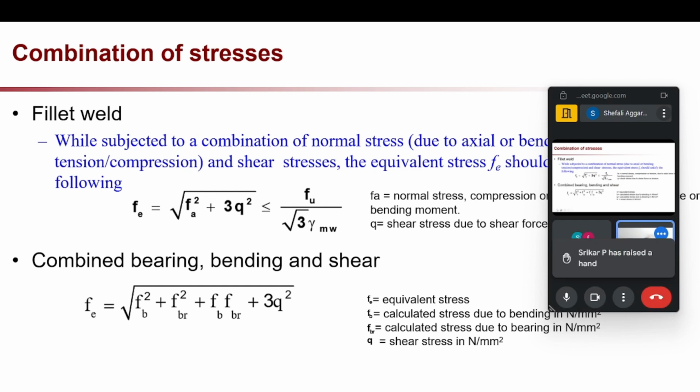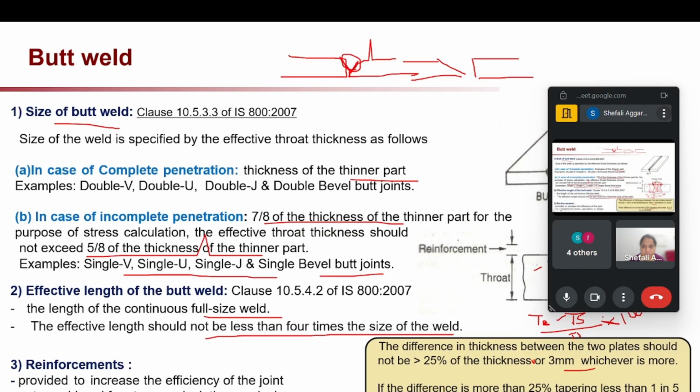Next, if you have any doubts, Ma'am, Shikhar? Yes. I mean, we have a condition like the effective length of weld should not be less than 4 times the size of the weld, right? I mean, if it is less than 4 times, will the formulas not be considered for them, or what happens? Will that welding have no strength? What is the significance of that?